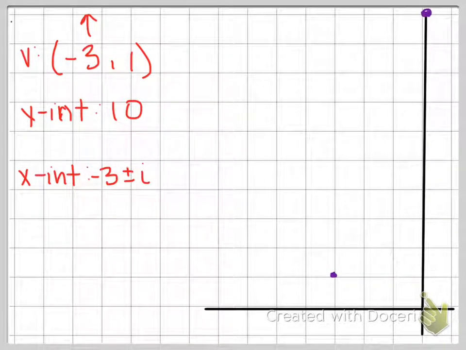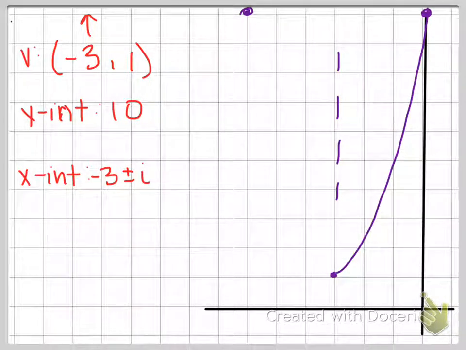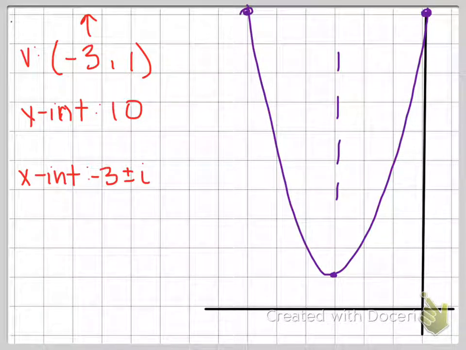Barely made it. And because this is the axis of symmetry, I can reflect that point. So I need to go over 3 more spots because the x distance is 3. So the point will be at (0, 10) reflected to (-6, 10). And now we can create our picture. So notice, again, it's not crossing the x-axis, and that's why we got the imaginary x-intercepts.